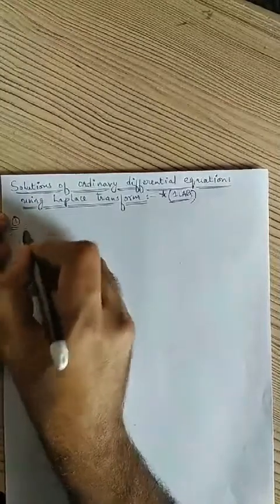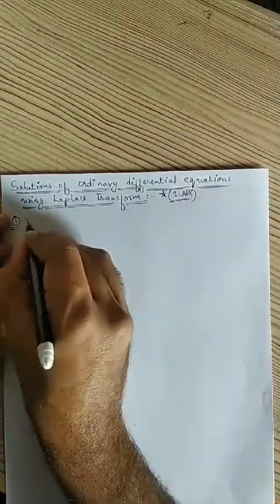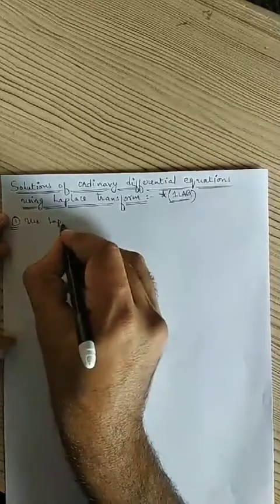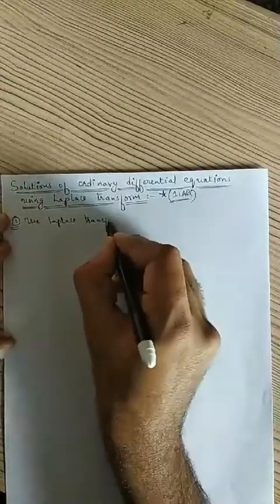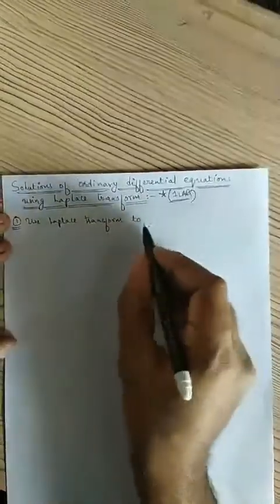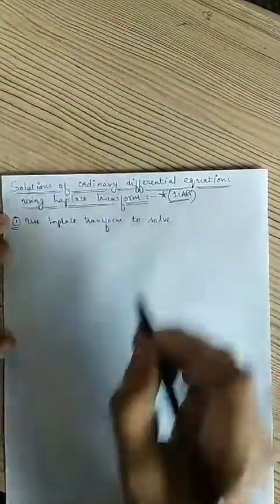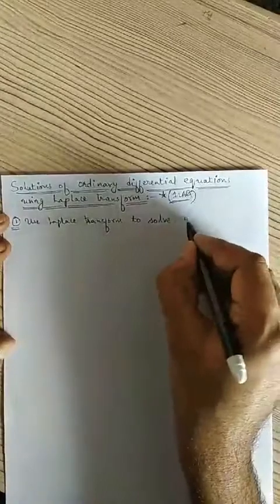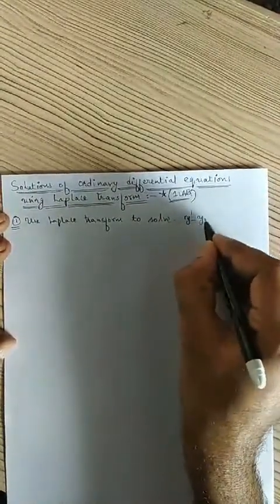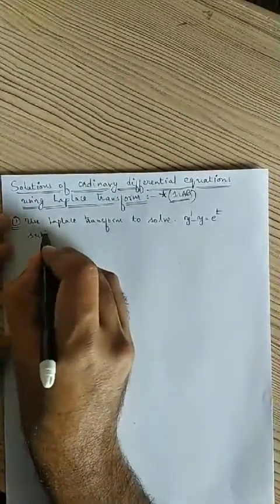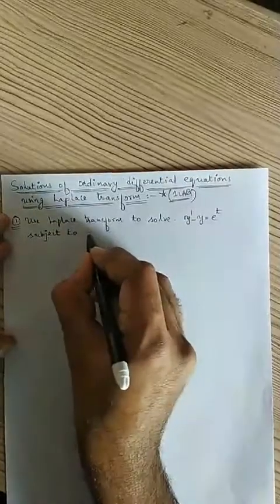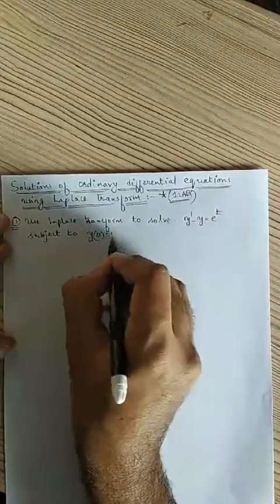First problem: use Laplace transform to solve the equation y dash minus y equals e power t, subject to one condition, y of 0 equals 1. Right, what is the question? Use Laplace transform to solve.